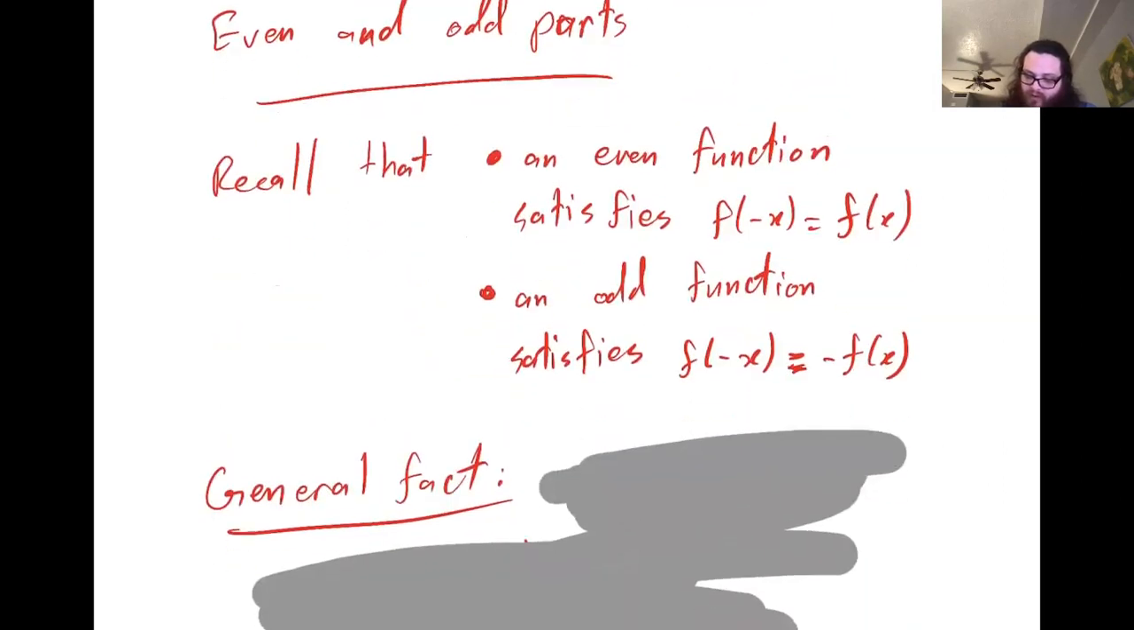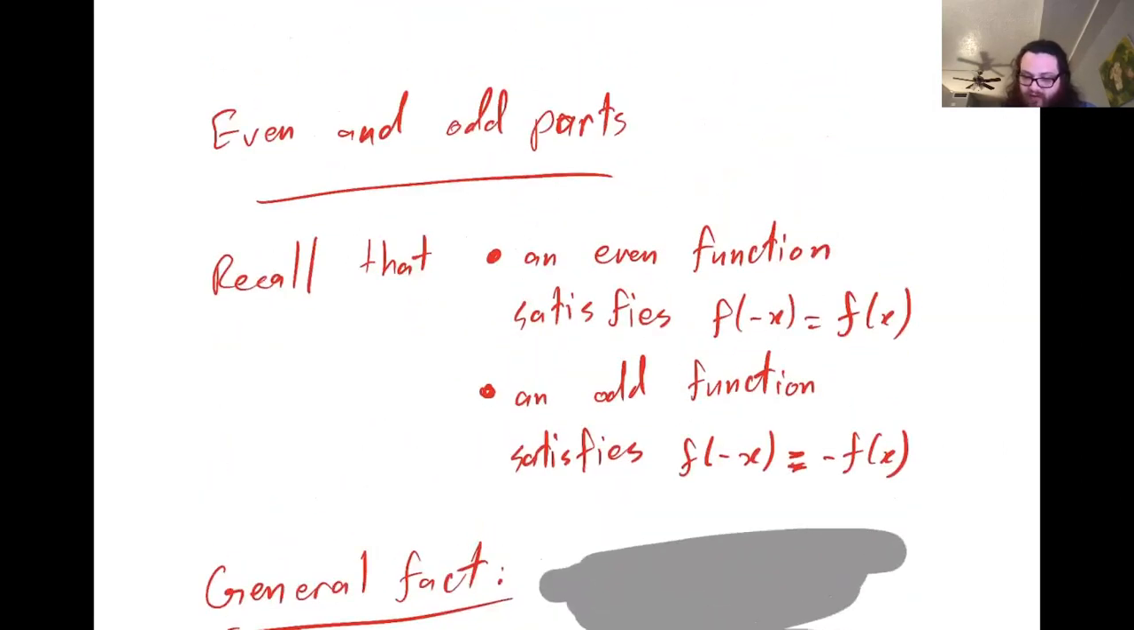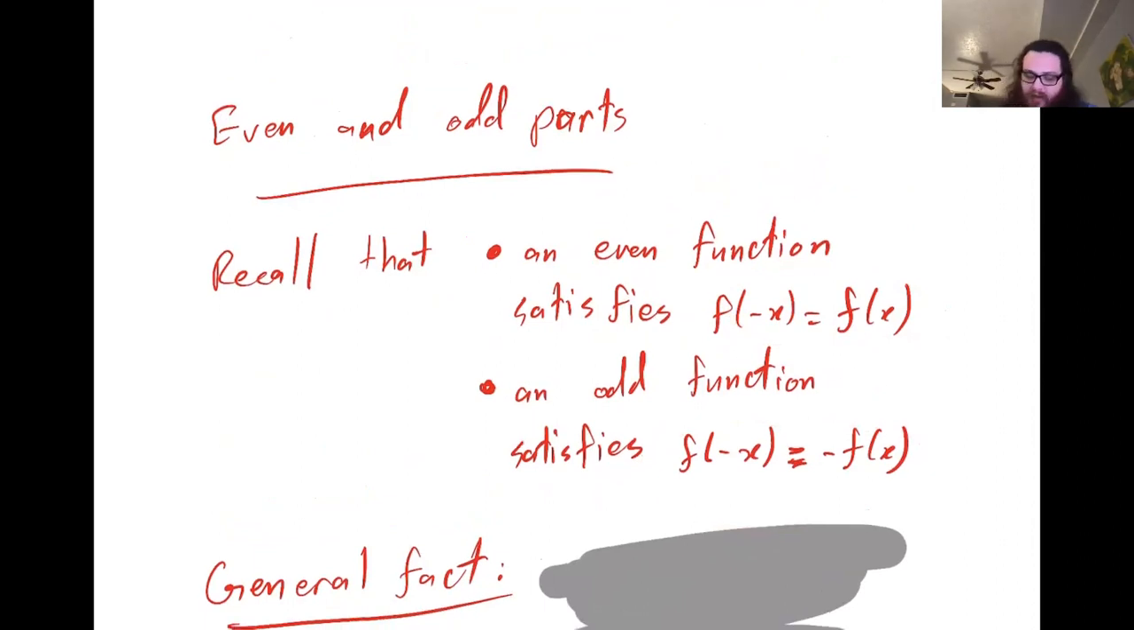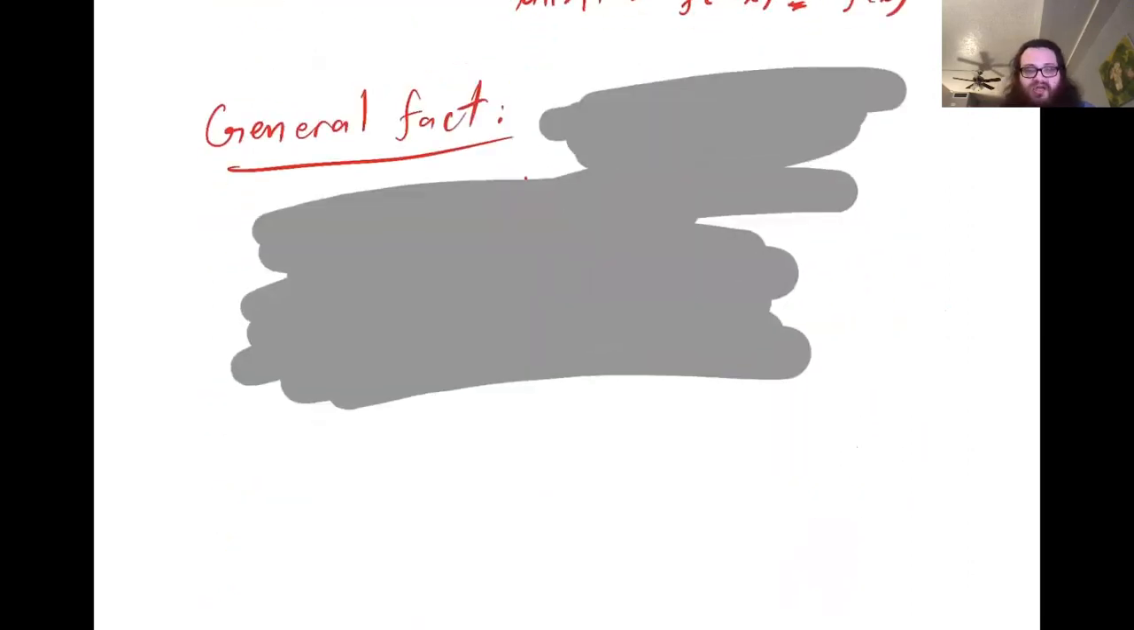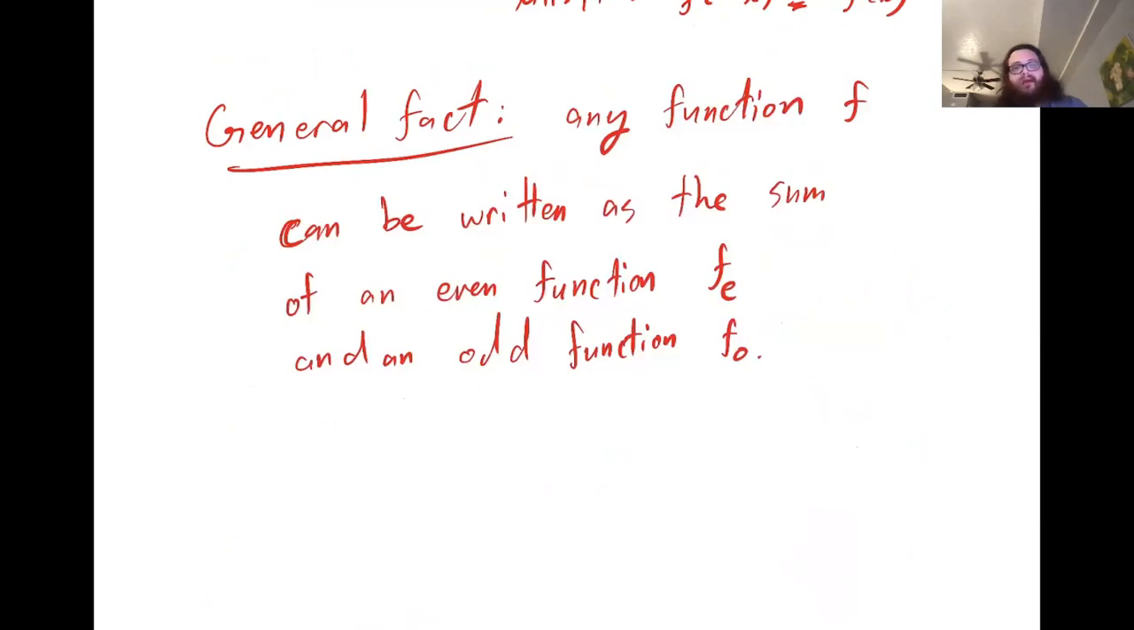Cool. As I had written above, what is an even function? It satisfies this property. What is an odd function? It satisfies this property. As we saw, sine and cosine are examples of odd and even functions respectively. An interesting general fact about, at least, real valued functions is the following. No matter what function you take, you can write it as a sum of an even function and an odd function.